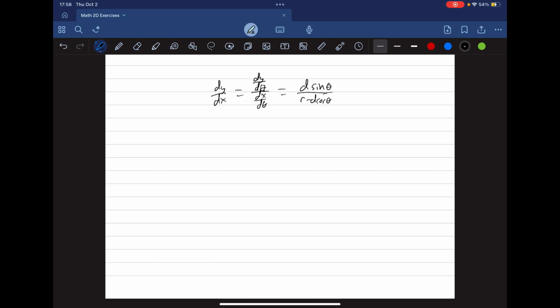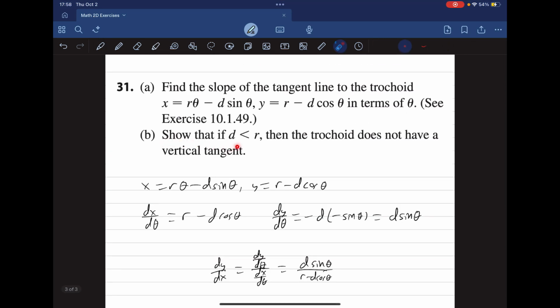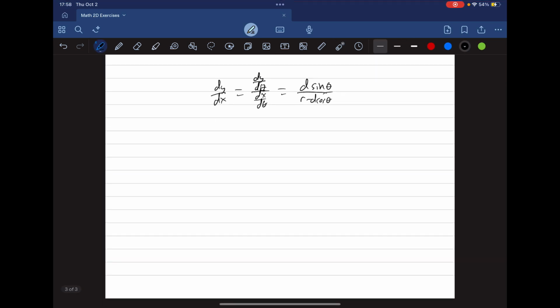Let us now solve part B, which, as a reminder, is to show that if d is less than r, then the trochoid does not have a vertical tangent. Here we need to be a bit careful about what we mean by a vertical tangent. I will make this clearer and more precise later on in the video, but for now, all we need to remember is that generally speaking, a vertical tangent is going to occur whenever the thing we're dividing by is equal to 0.